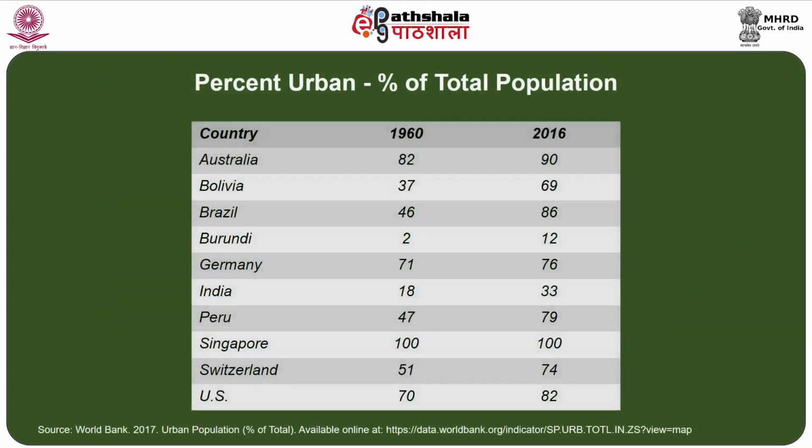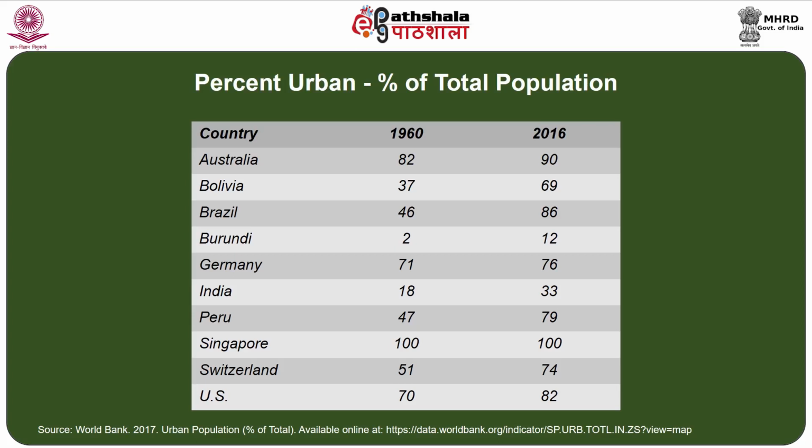Let us focus on the indicator of urbanization, that is percent urban, which represents the percent of the total population living in urban areas during 1960 to 2016 across different countries. When analyzed, these countries show a broad comparison over time for the percent of urban population out of the total population.